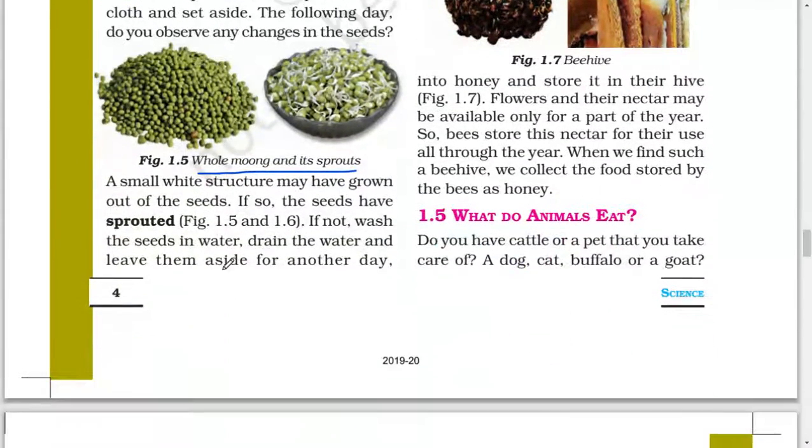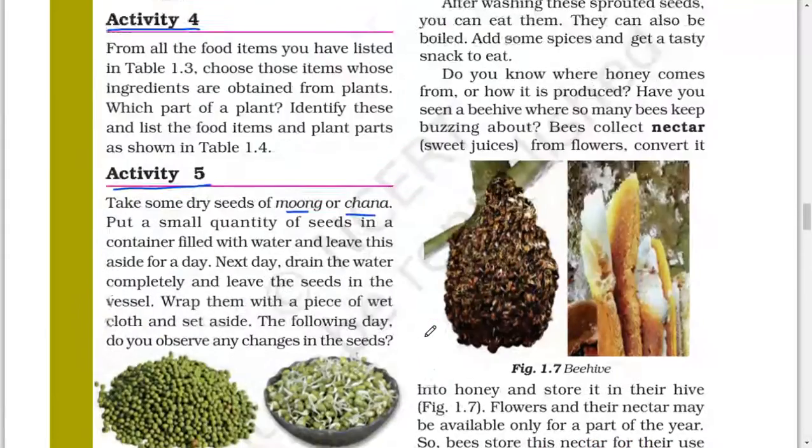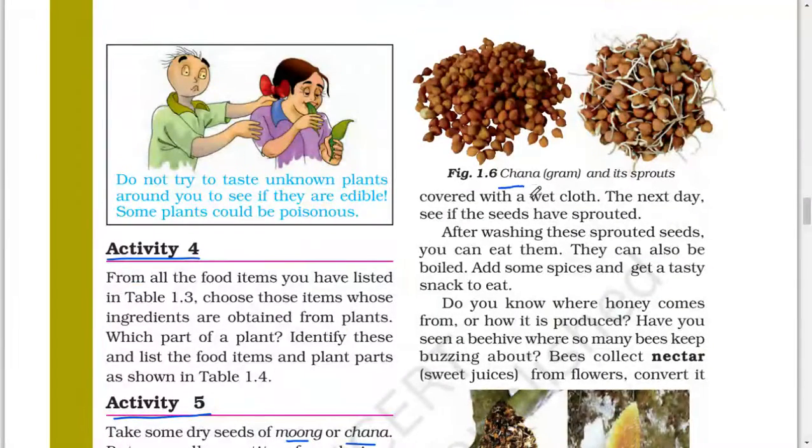A small white structure may have grown out of the seeds. If so, the seeds have sprouted. If not, wash the seeds in water, drain the water and leave them aside for another day. Chana, gram and its sprout. Covered with a wet cloth, the next day see if the seeds have sprouted. After washing these sprouted seeds, you can eat them. They can also be boiled with some spices to get a tasty snack to eat.